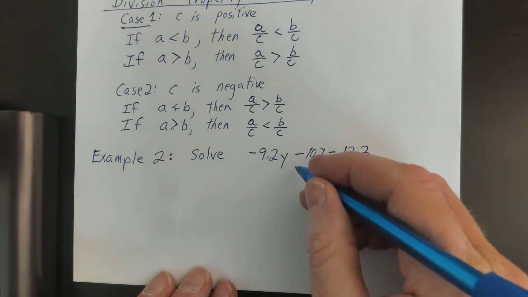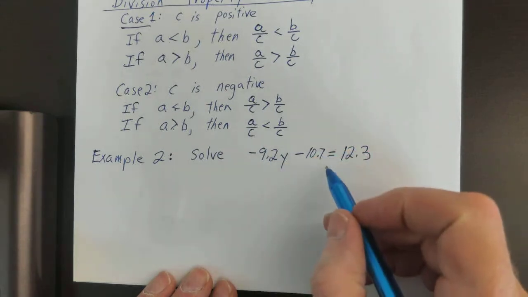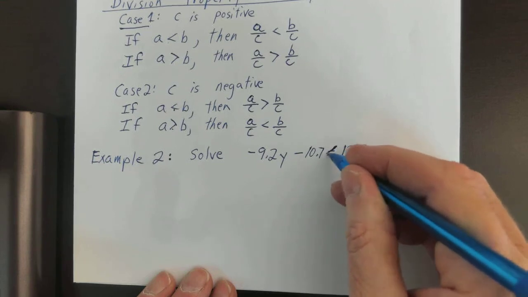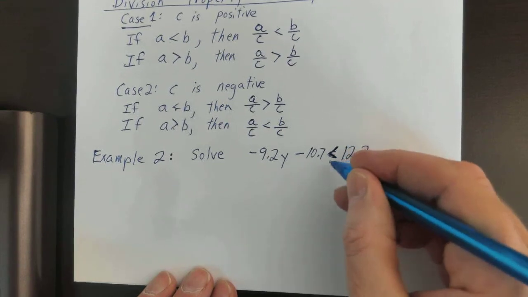Example 2. Let's solve this. Oops, not an equation. Let's change the equals to less than or equal to.